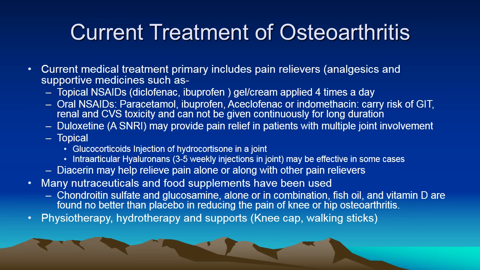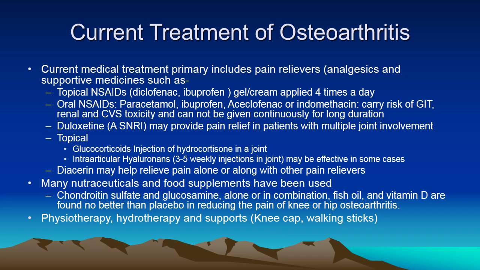Current treatments have limitations, as we can understand. Treatment in allopathy includes topical NSAIDs as gel and cream, and oral tablets for pain relief, which carry definite systemic risk of renal damage, cardiovascular susceptibility, and other adverse effects.